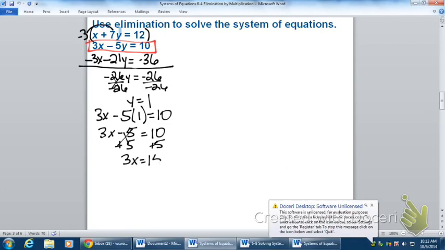Why do they put these number pairs? Because you're finding where they intersect. So you need your x and y.